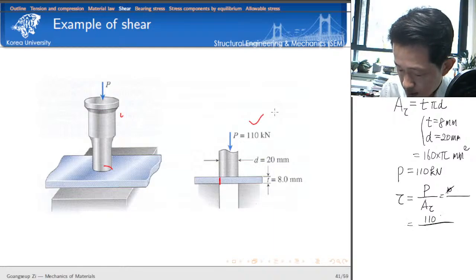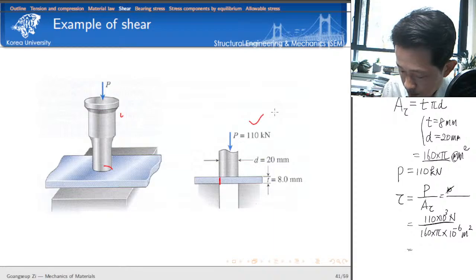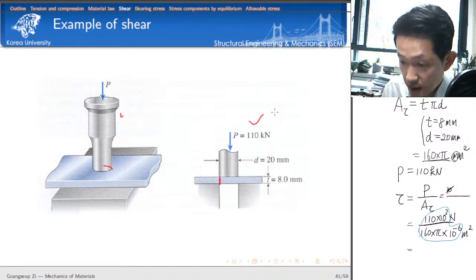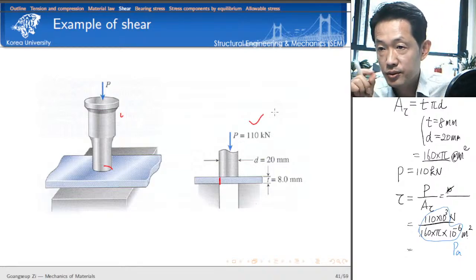110 kilonewton means 10 to the power of 3 Newton, and then 160 times pi times millimeter squared. The milli means 10 to the power minus 3, right? So 10 to the power minus 6 meter squared. Then what would be the unit if you calculate these numbers? The unit is Newton per square meter. This is Pascal. Do you remember the Pascal unit is too small? That's why in structural applications, instead of Pascal, we use megapascal.